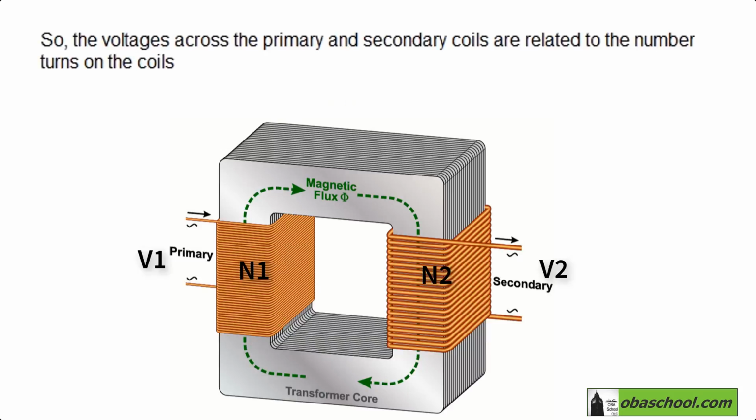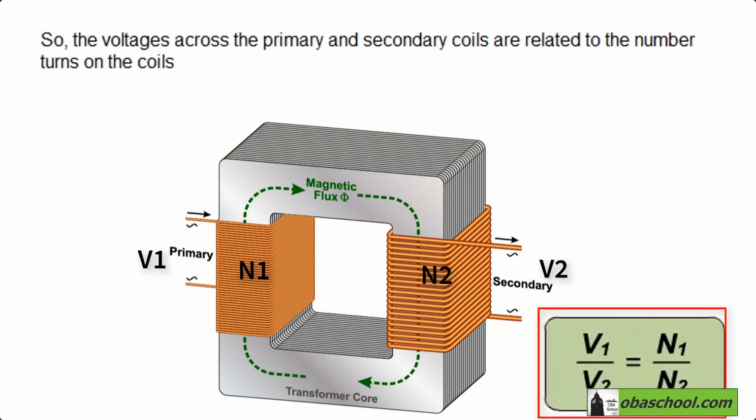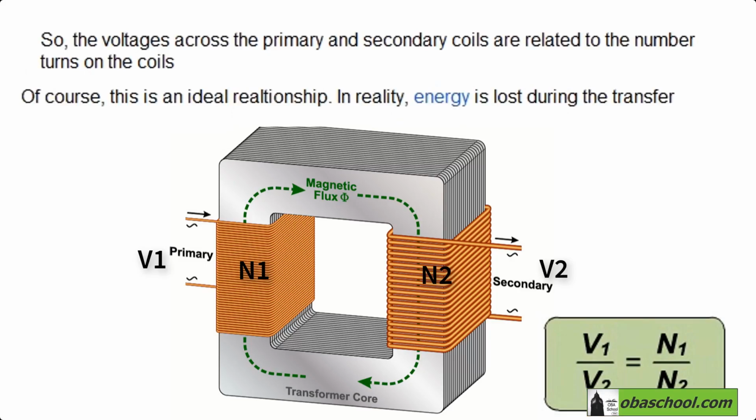The voltages across the primary and secondary coils are related to the number of turns on the coils. If you know the number of turns and the primary voltage, you can calculate the secondary voltage. The relationship is as shown below. And of course, this is an ideal relationship. In reality, energy is lost during the transfer.